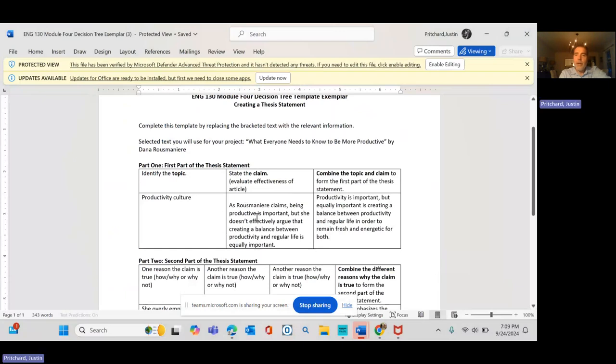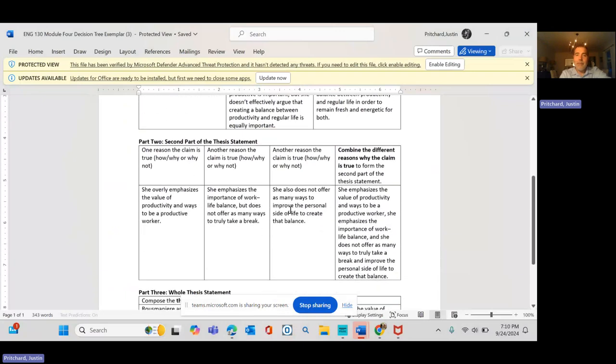And then you're going to combine those two. So this is going to look like this: productivity is important, but equally important is creating a balance between productivity and regular life in order to remain fresh and energetic for both. And if you notice, it doesn't just glom these two together. It gives a synthesized version of the two.